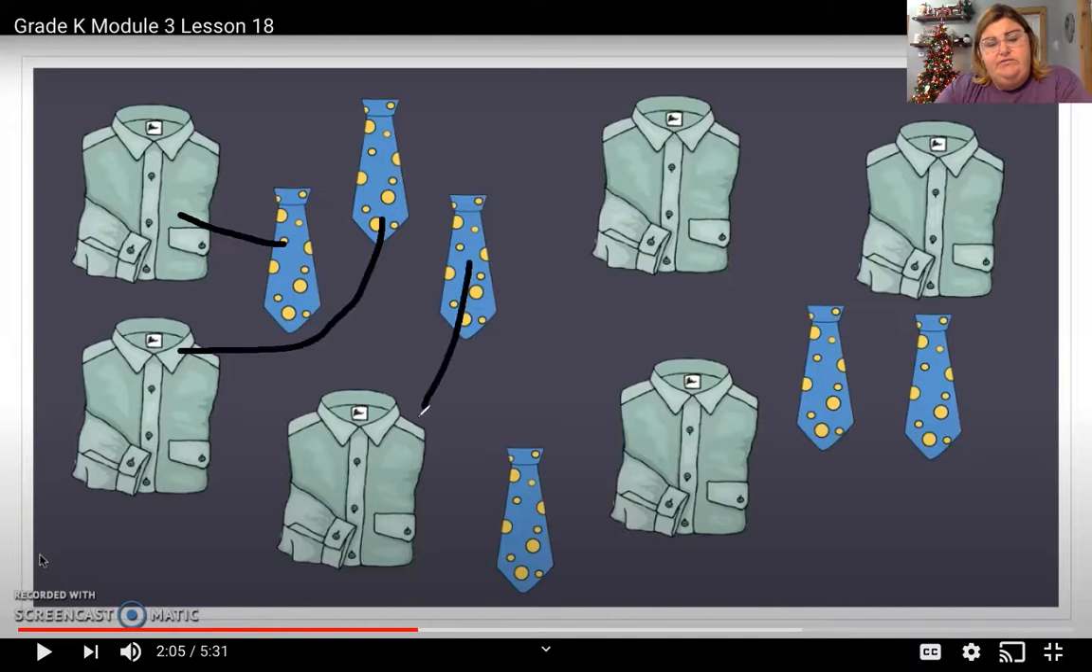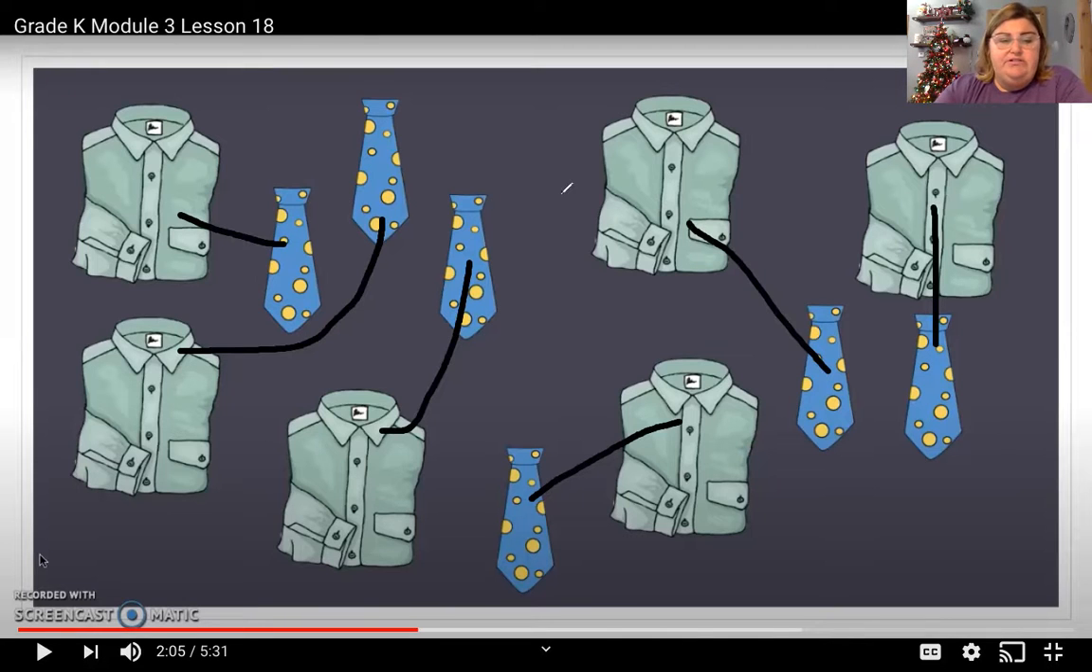I'm going to have this one go here. And I'm going to have this one go here. And I'm going to have this one go here. And then this one goes here. Oh my goodness, can you look at that? So we have the same amount of ties as we do shirts. There is the same amount.